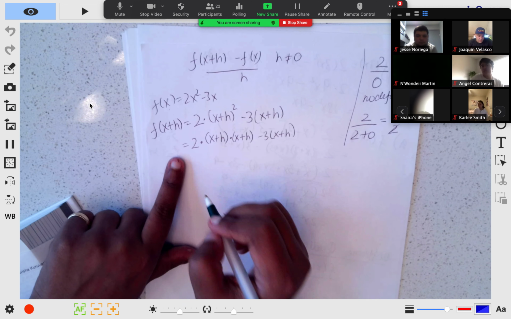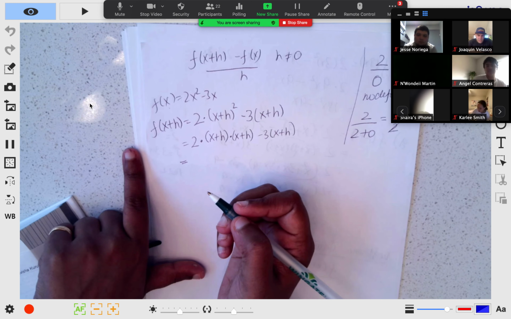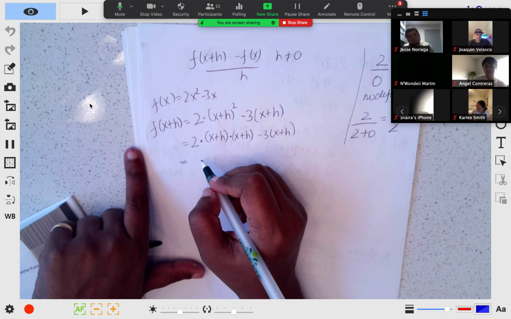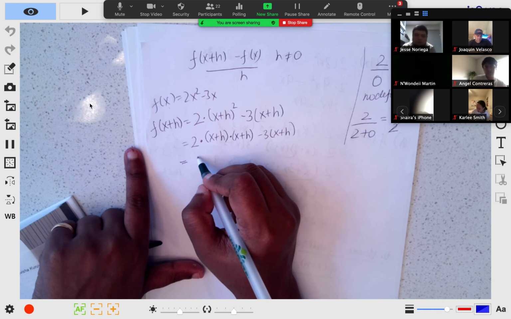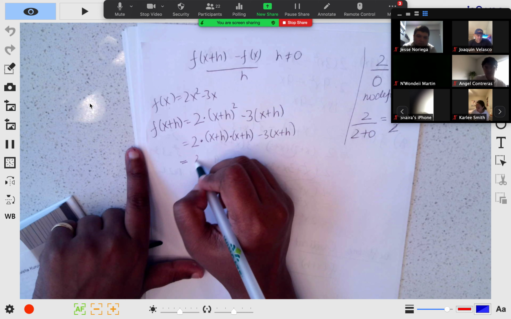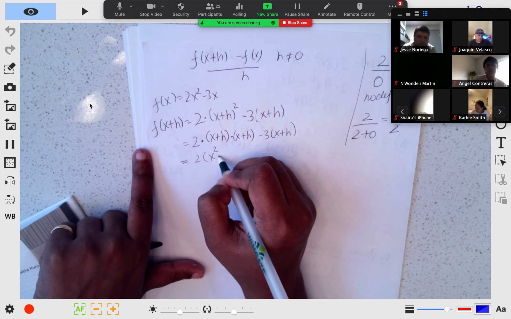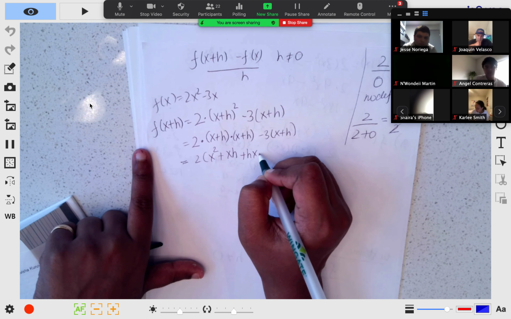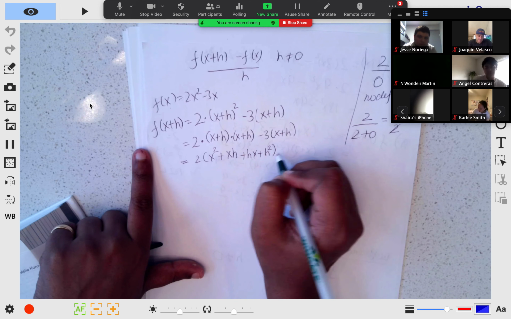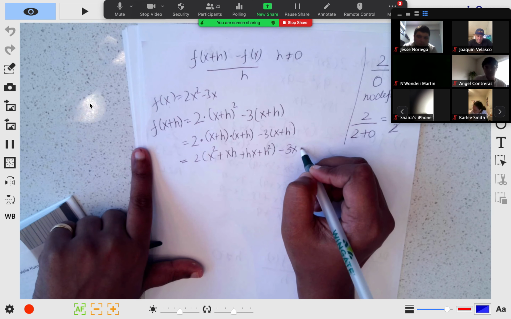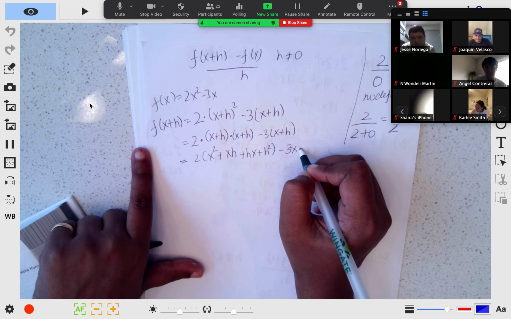What do you get? So now you first are going to distribute. So 2 times, and then x times x becomes x squared, and then x times h becomes xh, and then h times x becomes hx, and then h times h becomes h squared. Okay, and what does this become? Minus 3x, and then minus 3h. Yes, perfect.